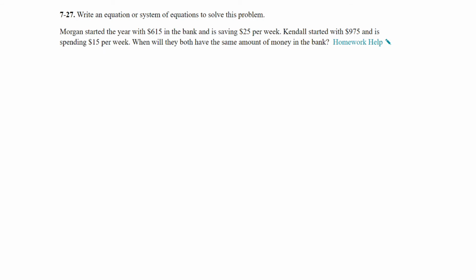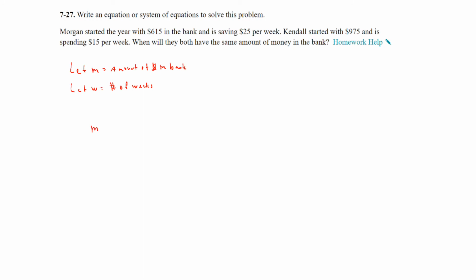So we want to start off with a let statement. We want to let M equal the amount of money in the bank. And then let W equal the number of weeks, which is your time. And so Morgan started the year with $615 and is saving $25 per week.